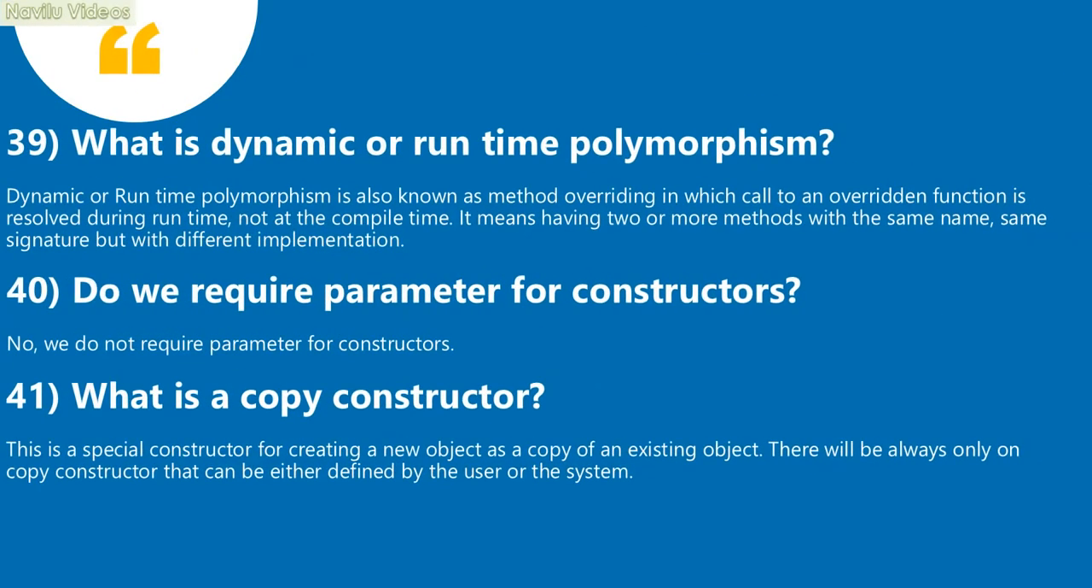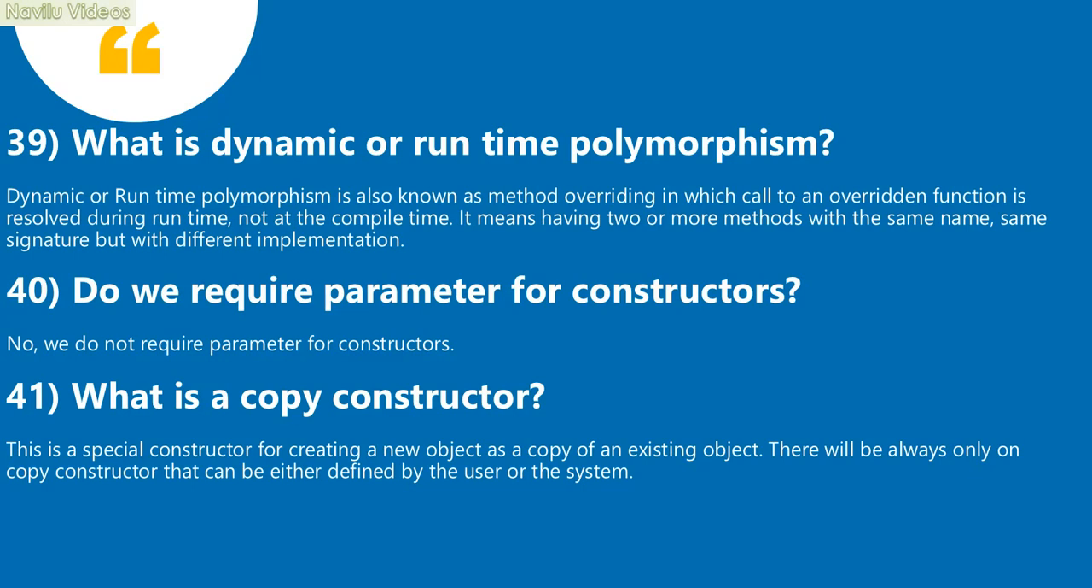39. What is dynamic or runtime polymorphism? Dynamic or runtime polymorphism is also known as method overriding, in which the call to an overridden function is resolved during runtime, not at compile time. It means having two or more methods with the same name, same signature but with different implementation.